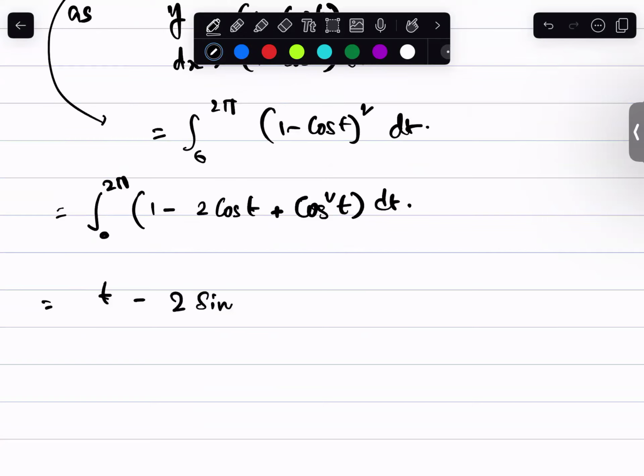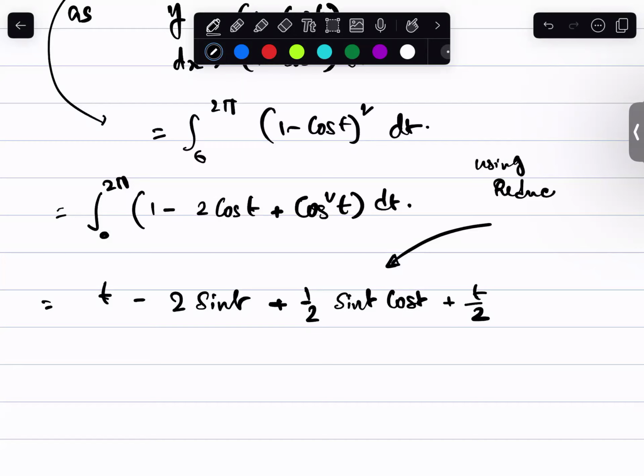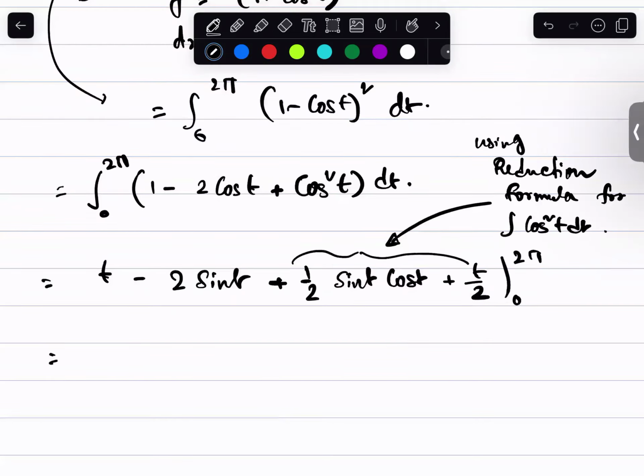The first two terms are easy. For the third term, we need to use the reduction formula, right? We have already seen how to handle this type of integration. So using the reduction formula for the integral of cosine squared t dt, we will get these two terms, and t is varying from 0 to 2 pi. Okay, and if I evaluate it, then at the end I'll get this.